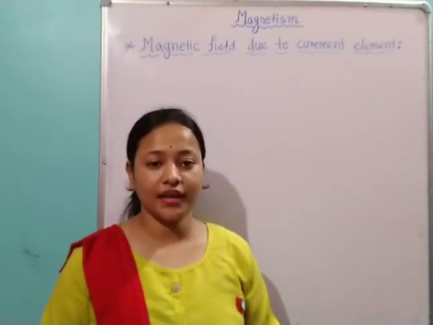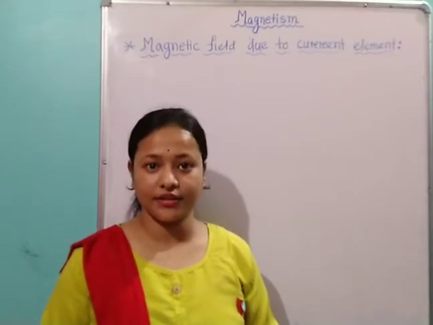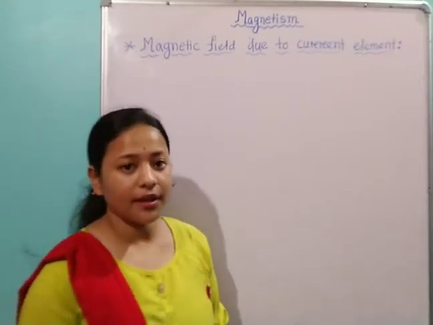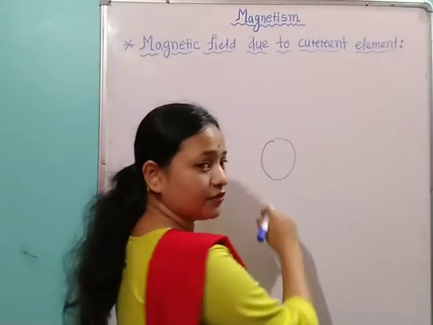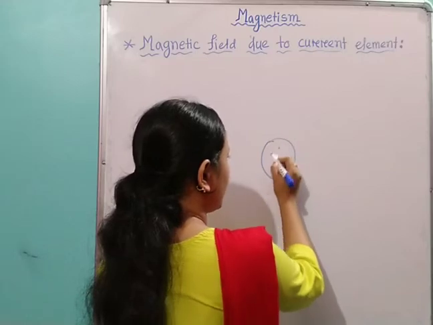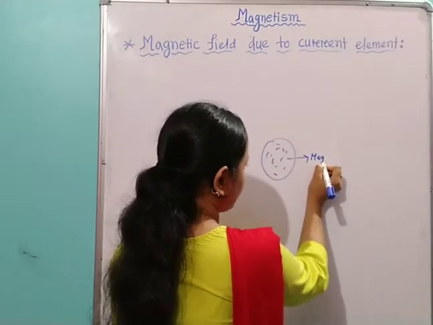A magnet can attract small pieces of iron, cobalt, nickel, etc. The space around a magnet within which its influence can be experienced is called the magnetic field.